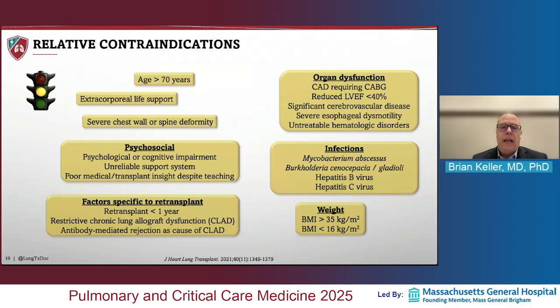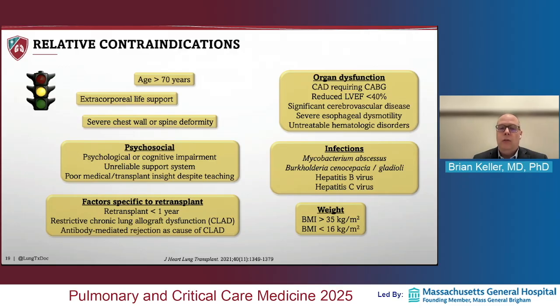There are also factors that can vary from center to center based on the center's expertise and experience in terms of transplant candidacy. I will say with the factors shown on this screen, the more factors that are present in a particular patient, the higher the risk and the higher the likelihood that a patient would be declined for candidacy. So age, there's no longer an age limit for lung transplantation. At MGH, we've performed transplants in patients as old as 77.